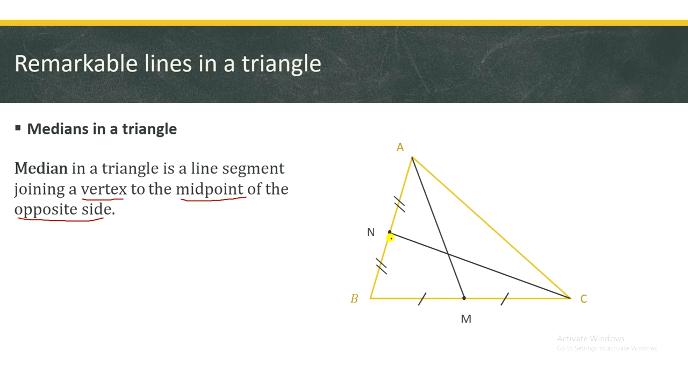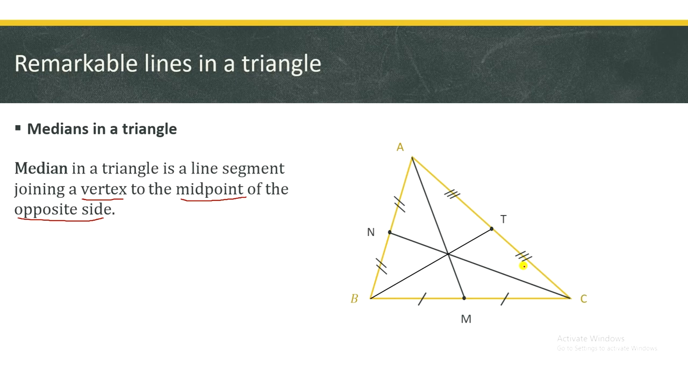We can draw the last median, the third median in triangle ABC, from the vertex B. What is the opposite side of B? The opposite side of the vertex B is AC. Place the midpoint of AC using the ruler. T is the midpoint of AC, so TA equals TC. After placing the midpoint, join B with the midpoint T. So BT is the third median in triangle ABC.